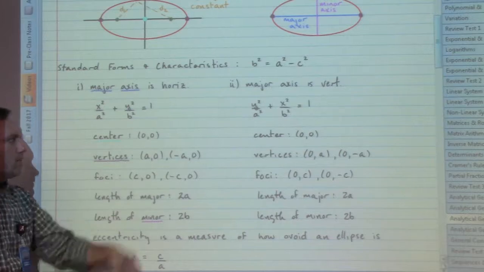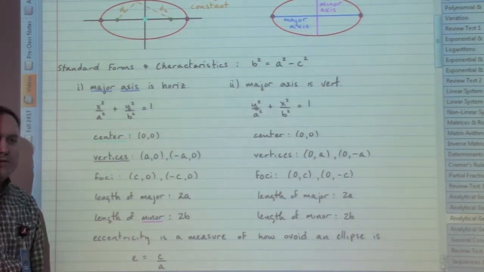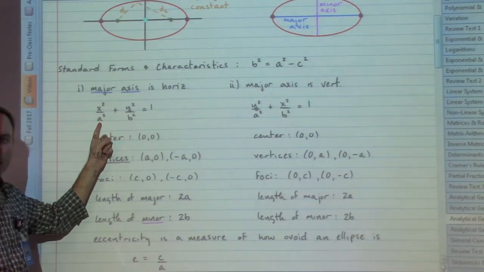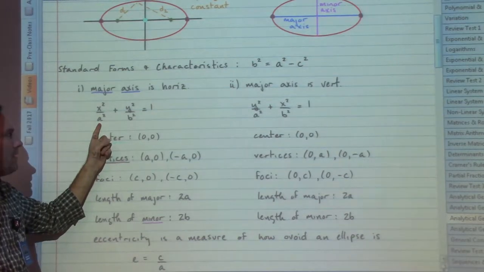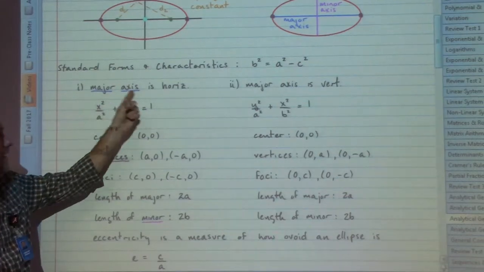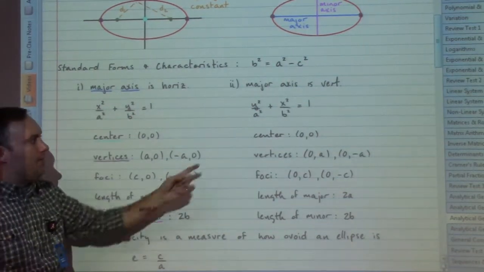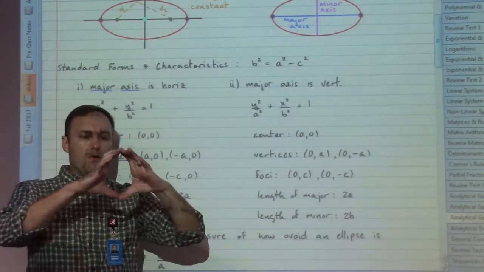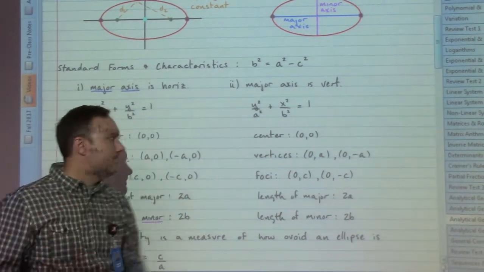So when I look at these equations and I have the a squared and the b squared that show up, the a squared is the bigger number down here in the denominator. If that bigger number is underneath the x, then our ellipse is oriented horizontally. If that bigger number is underneath the y, then our ellipse would be oriented vertically.